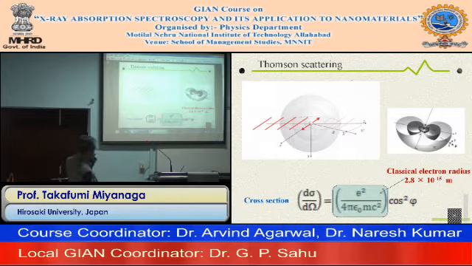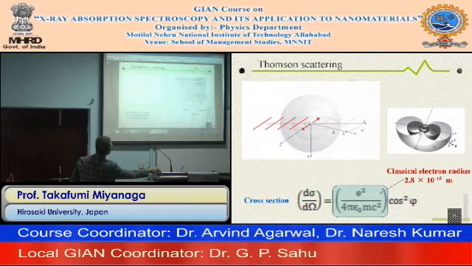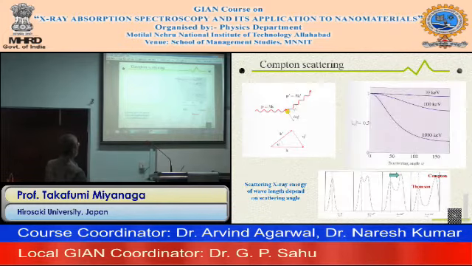You can calculate these values in the tutorial after this lecture. And the next topic is Compton scattering. Compton scattering is like a billiard. The photon is coming this way and pushes the electron up, and the electron goes this way.